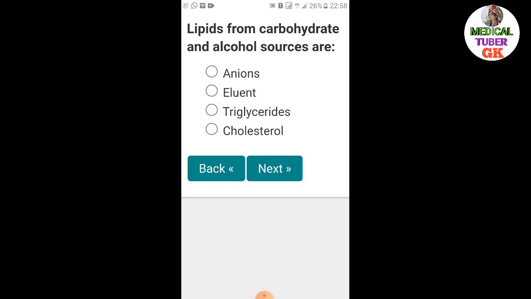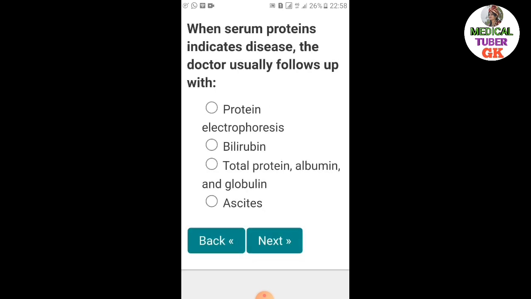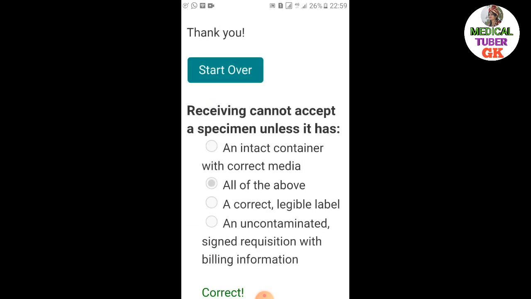Next question. Lipid and carbohydrates and alcohol source are anions, solvents, triglyceride and cholesterol. The correct answer is triglyceride. Friends, next question. When serum proteins indicate disease, the doctor usually follows up with protein electrophoresis, bilirubin, total protein, albumin and ascites. And the correct answer is all.